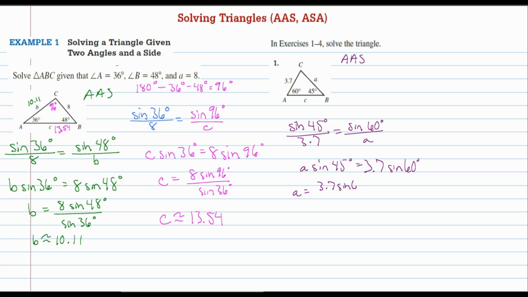Make sure I am in degree mode, and I get A is about 4.53 units.